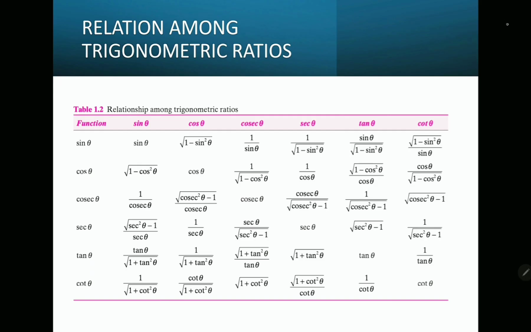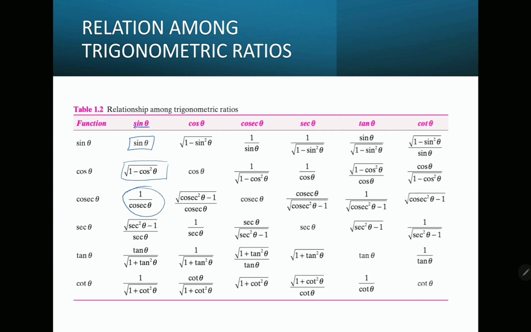Now, this is a relation between trigonometric ratios. See, sin theta is sin theta only. Sin theta in terms of cos theta can be written as root of 1 minus cos square theta. 1 minus cos square theta is sin square theta, and the root of sin square theta is sin theta. Sin theta in terms of cosec theta is, obviously, the reciprocal.